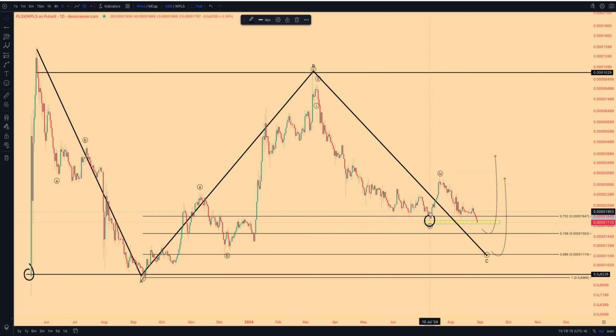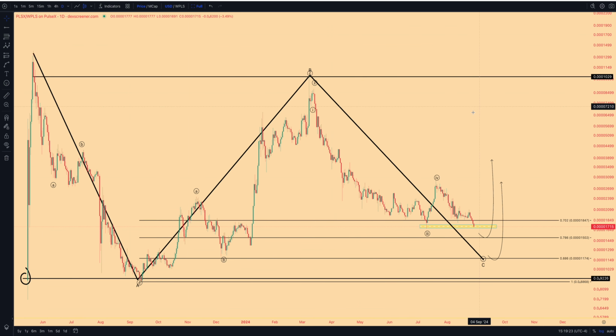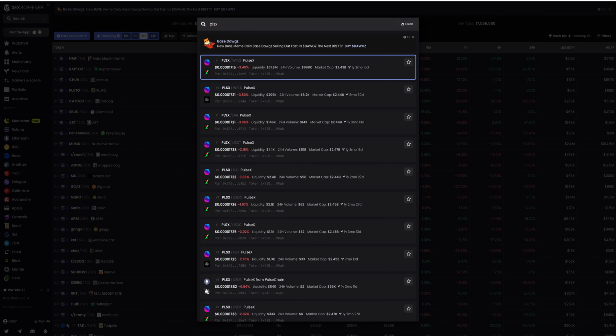Okay, so within this region over here is where I would be expecting a bottom to come in. And nothing really moves without PLS, PulseChain, right? When we take a look at PulseChain, let's go back here and take a look at PulseChain.